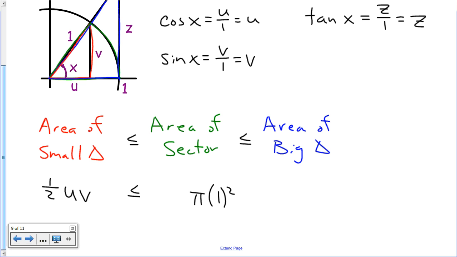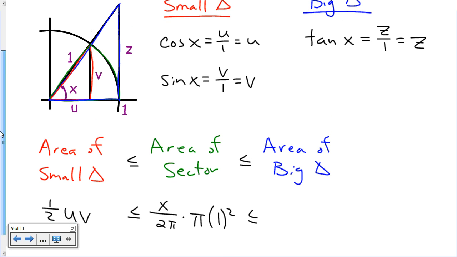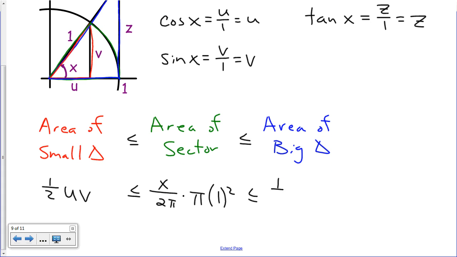Well, the fraction of the circle that we're working with is based on this angle. The angle that we're working with is x, and that's x out of a full circle of 2 pi. So if we take x over 2 pi and multiply it by the area of the whole circle, that tells me the area of that sector. And that's less than or equal to the area of the big triangle. Now the big triangle has a base of 1 and a height of z. So the area is 1/2 the base, which is 1, times the height, which is z. Okay? So there is our double inequality.